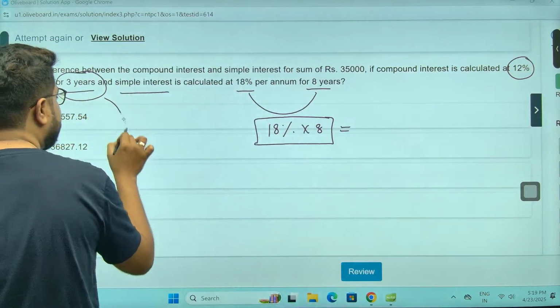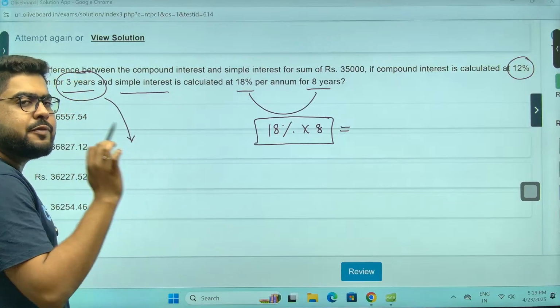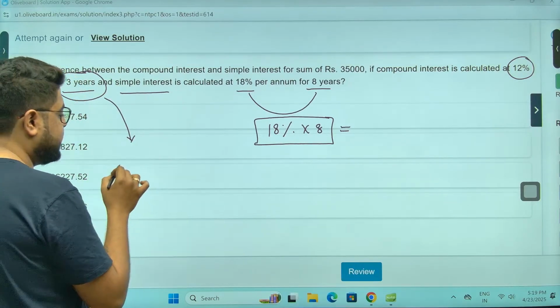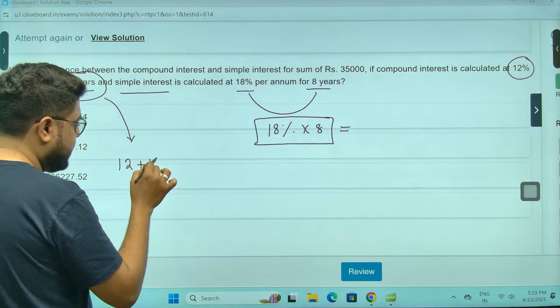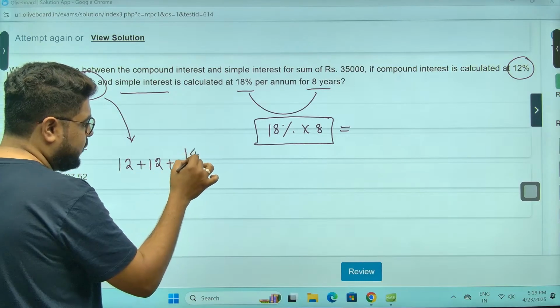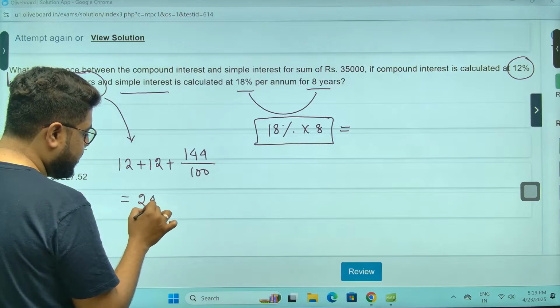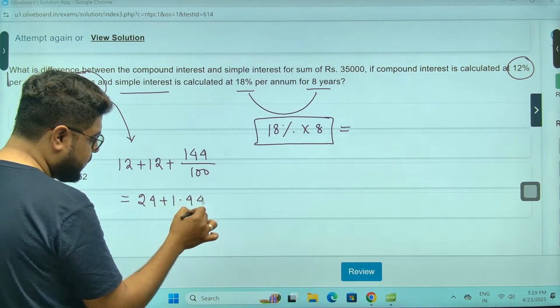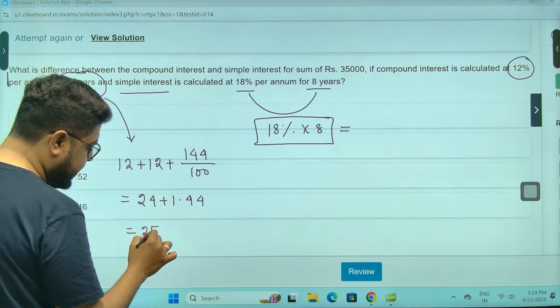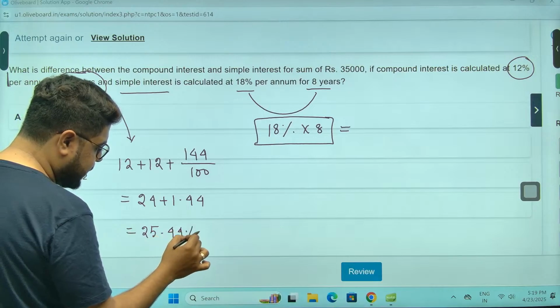So, again, use the AB theorem to figure it out. The value will be very bad, so two at a time. 12% plus 12% plus 144 by 100, that is 12 into 12 by 100. So 24 plus 1.44, 25.44%. This is for 2 years.